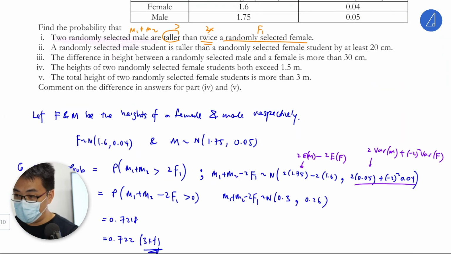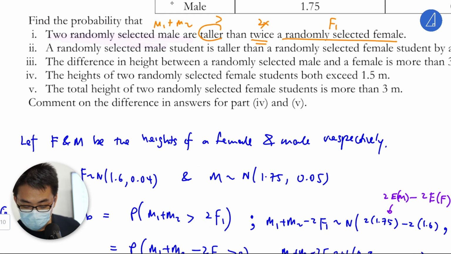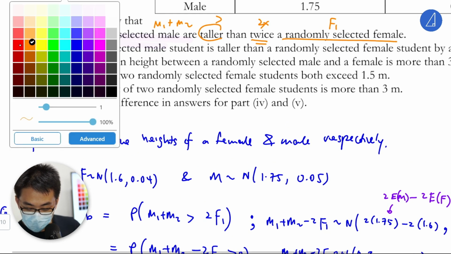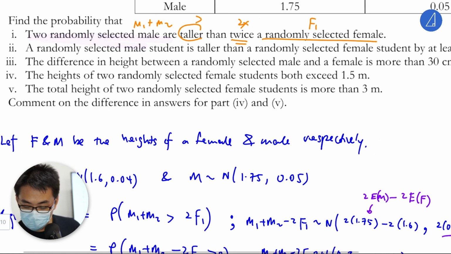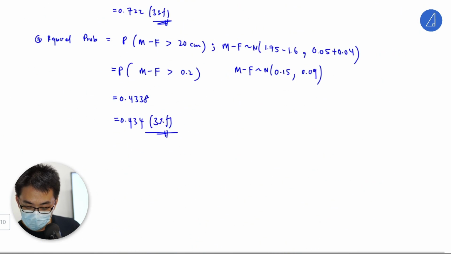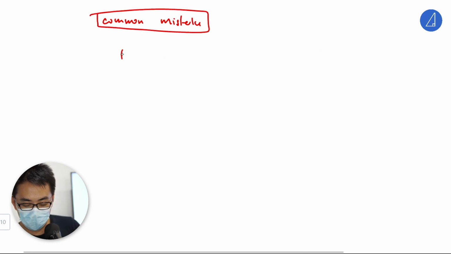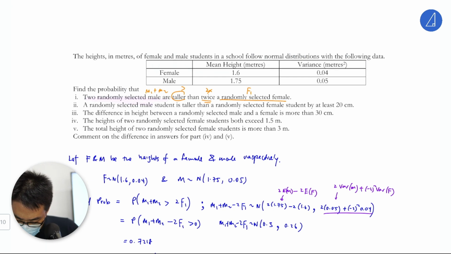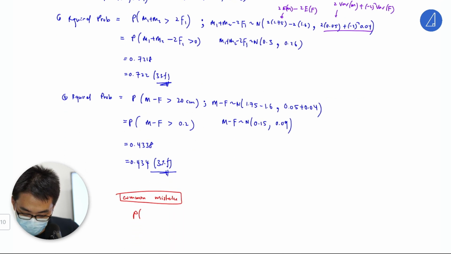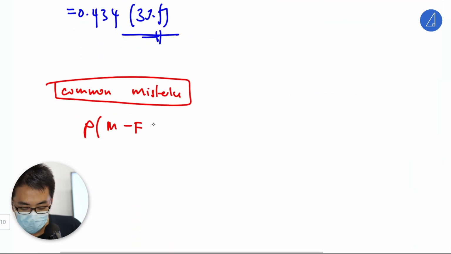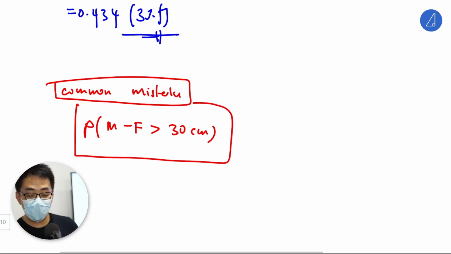Okay. Part 3, guys, this is a common mistake. This is a very common mistake. The difference in height between a randomly selected male and female is more than 30. So the common mistake that students always write is this one. Difference in height is, they write it as P of M minus F, P of M minus F is more than 30 cm. This is wrong. Why is this wrong?